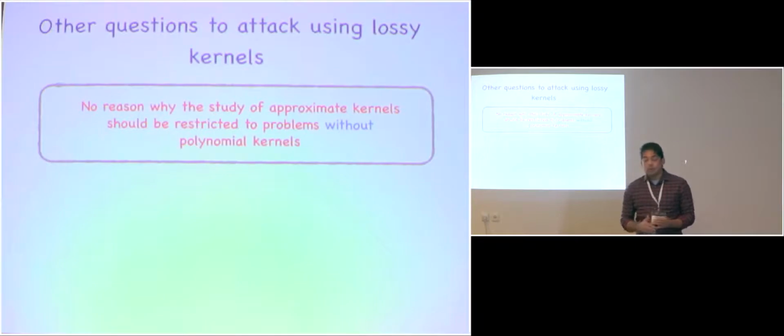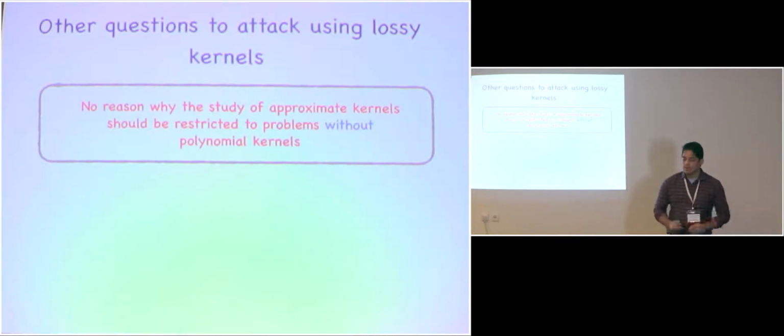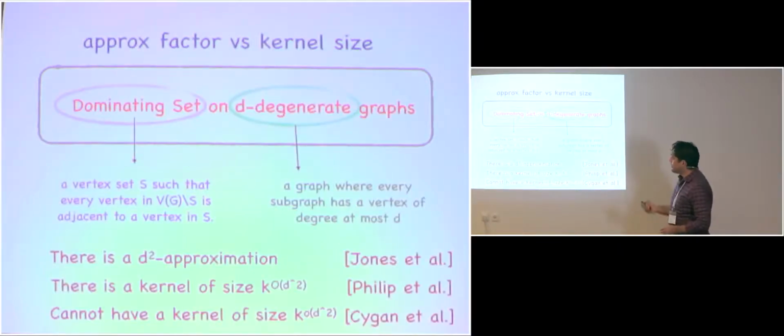And there is actually no reason why you should restrict your study to problems without polynomial kernels or problems without good approximations. You are absolutely valid in studying these problems in the framework of approximate kernels. So here's a quick example of such a problem. Here is the classic dominating set problem, which, if you remember, is nothing but find the vertex set S such that every other vertex is adjacent to a vertex in this set.